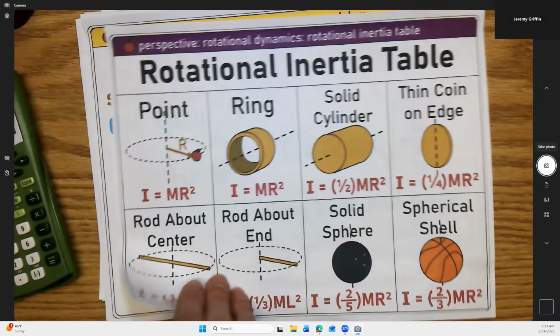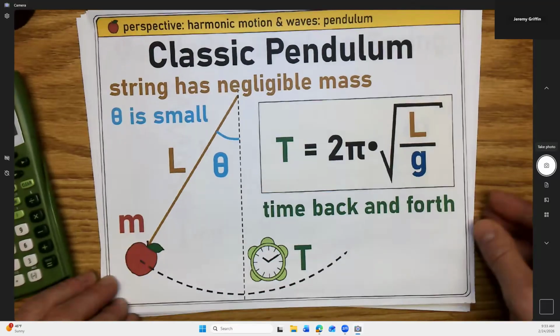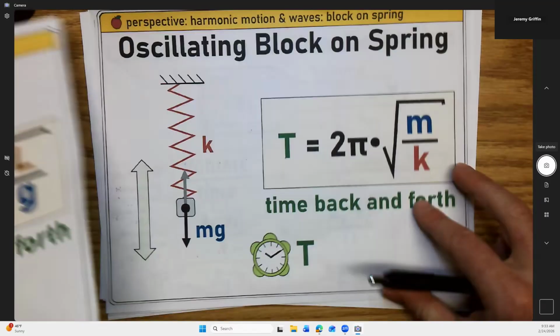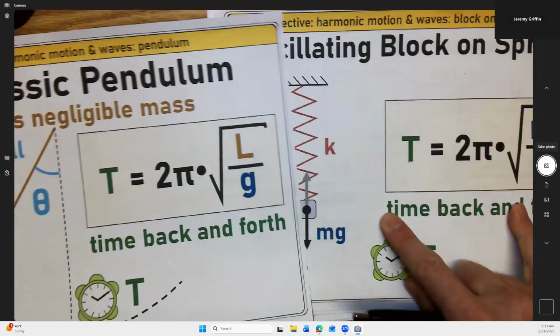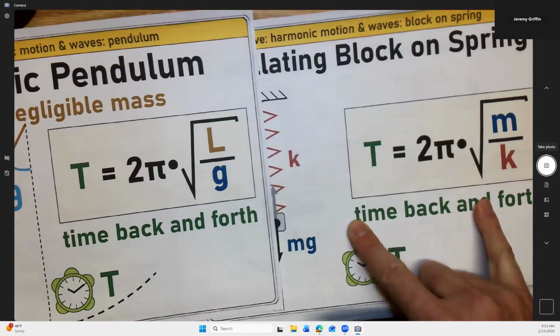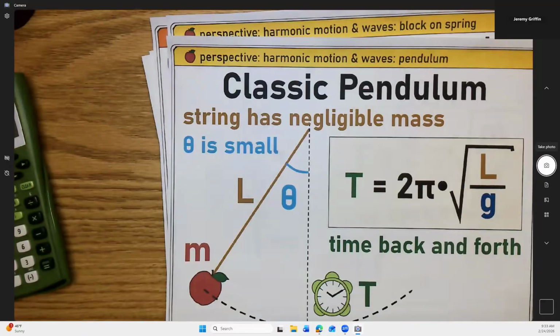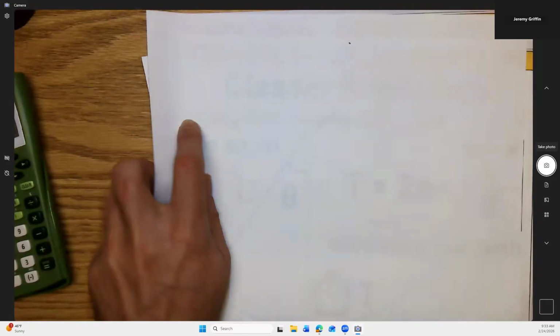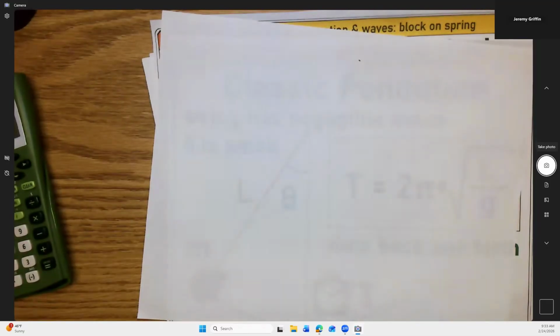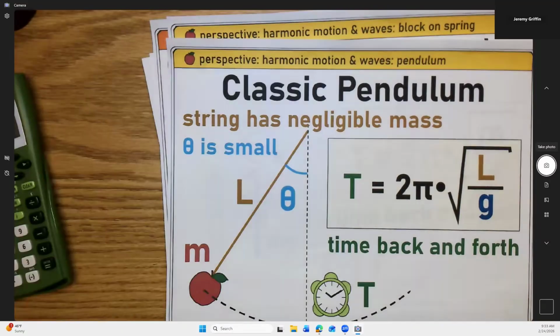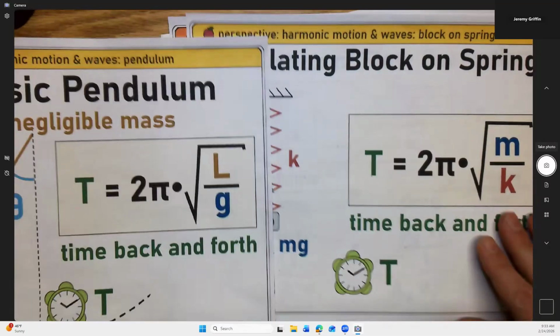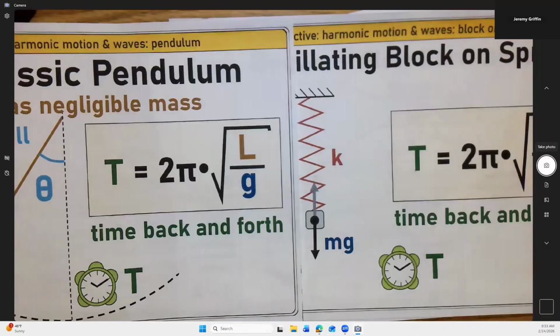Okay, so here's your classic pendulum, and here's your block on a spring. Again, really similar looking formulas. Okay, so let's get this all on a page. So we do some math here. Oh, actually, you know what? We got 1 minute to the bell, so I'm not going to have time for this. So tomorrow we'll have to head up with the pendulum and the block on the spring.